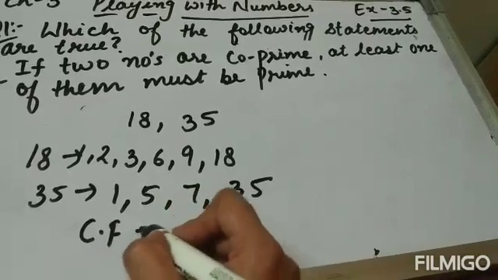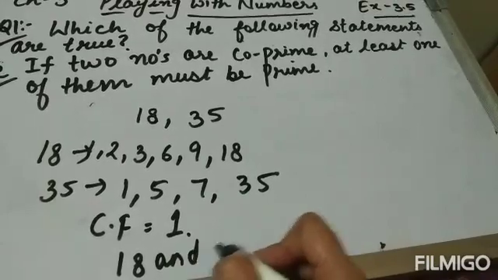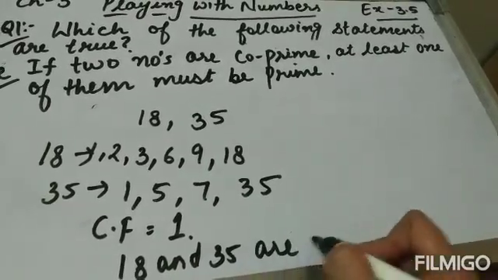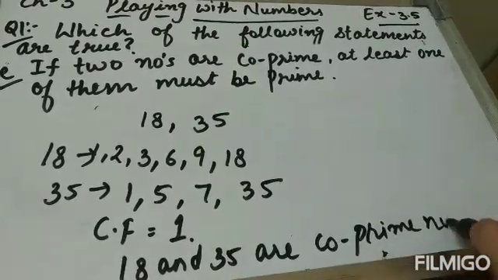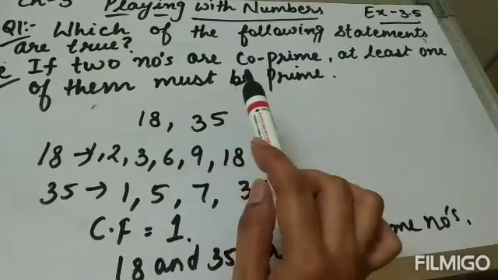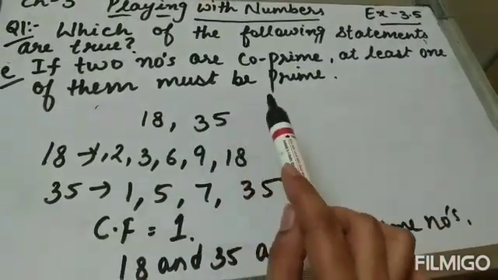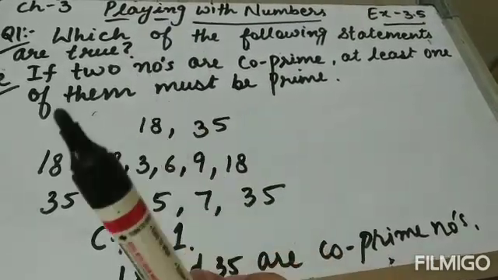Common factor only 1. That means 18 and 35 are co-prime numbers. Okay, but in this case he is saying that if two numbers are co-prime, at least one of them must be prime. अगर दो नंबर co-prime है तो उनमें से at least एक जो है वो prime होना चाहिए.